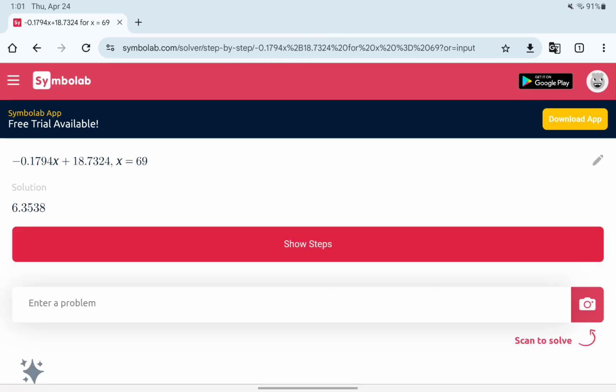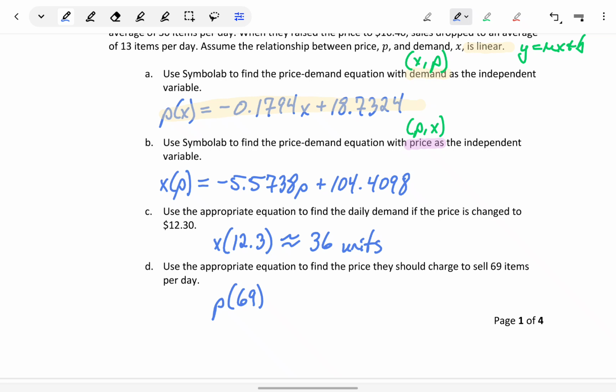And we get 6.3538. Since now we're talking about money, P is a price point, we should know to intuitively round that to 2 decimal places. So the price point that would generate our sales goal would be $6.35.